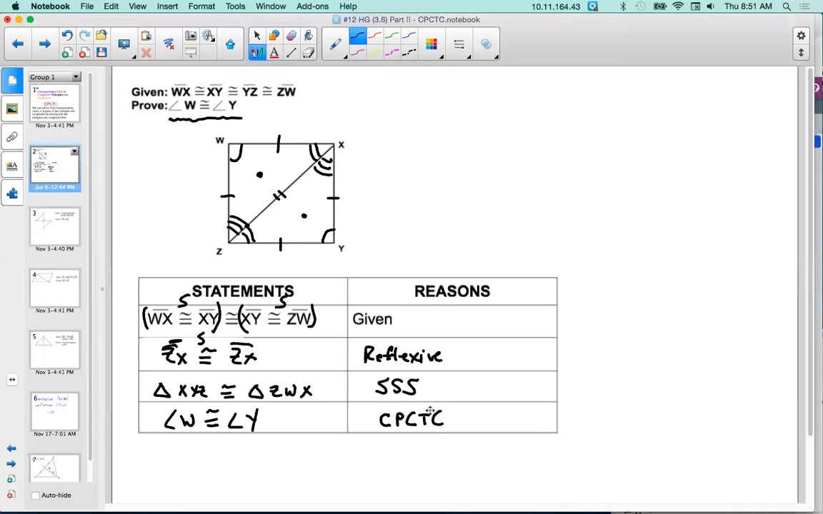Okay, and what we're doing is essentially the same kind of proof we were doing the other day. We're just adding one more step. If we're trying to prove for a part, not that the triangles are congruent, you're going to have to prove the triangles are congruent first, and then you can add this last step on with CPCTC. Okay, let's look at one more example.